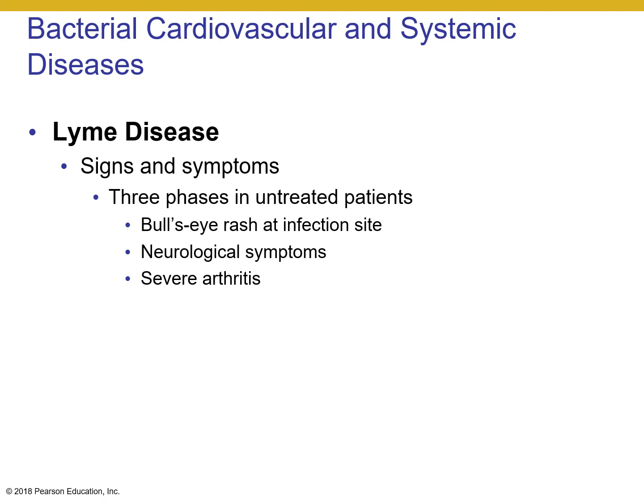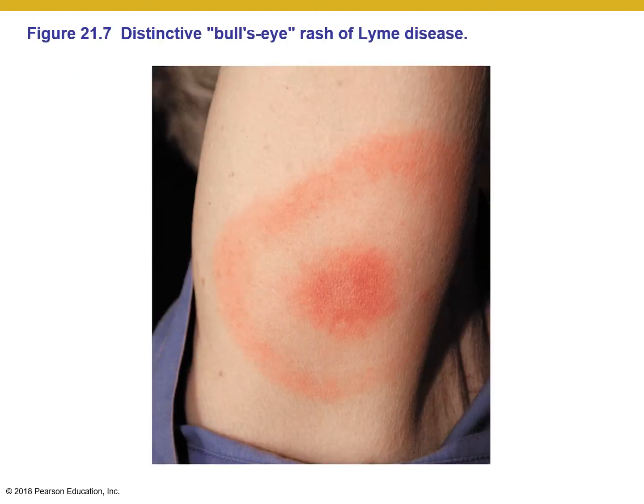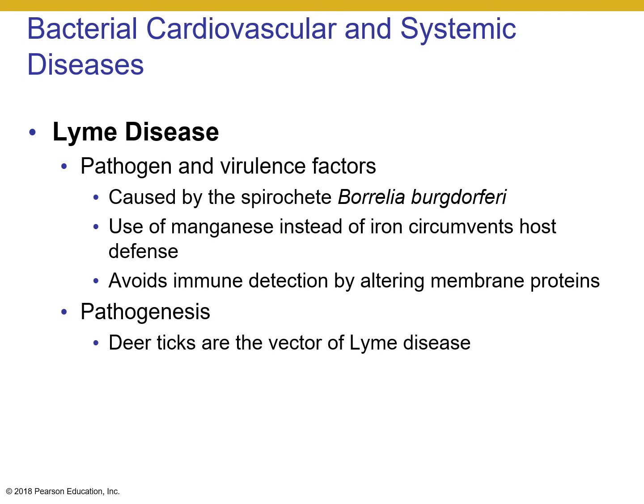One disease you might see, but maybe not, but you might see it in campers and hunters, is Lyme disease. There are 3 phases. You have a bullseye rash, neurological symptoms, and then severe arthritis. So here is the bullseye rash. Problem is you only see it in about maybe 30 or 40% of the cases. But when you see it, you go, oh, Lyme disease. This is caused by Borrelia burgdorferi. And a lot of times we'll use manganese, IV manganese, instead of iron.